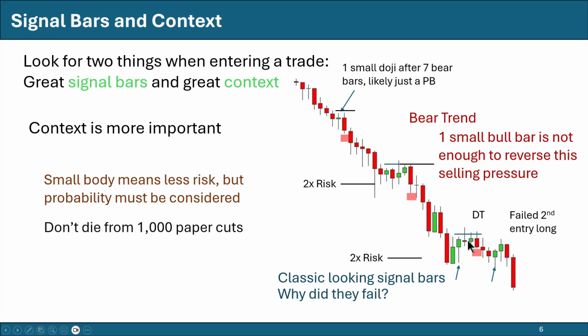That's why when you see a second entry fail, that usually means the market is about to reverse. And then these just end up being pullbacks and failed reversals. So we have a failed second entry long, and bears will get short again below a bear bar, closing below its midpoint.